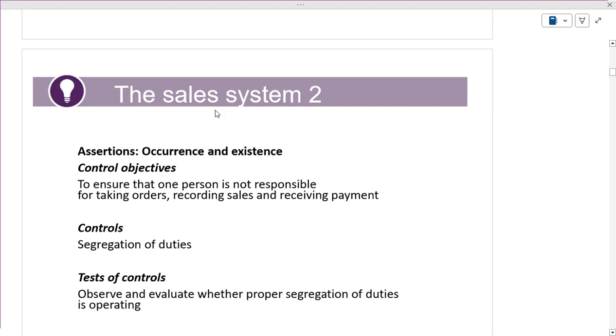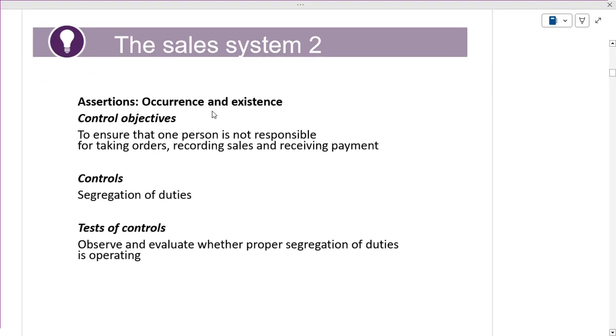How will the sales system work? Occurrence, when it happens. What is the objective? Sales, it's very sensitive. It is the first thing that will be reflected in the income statement. Understand the point? What is the objective? To ensure that one person is not responsible for taking orders, recording sales, and receiving payments.